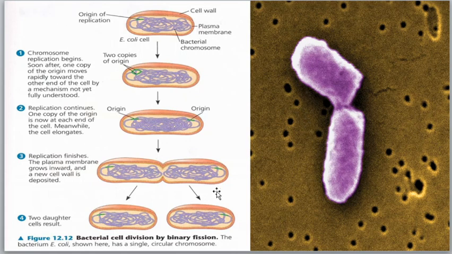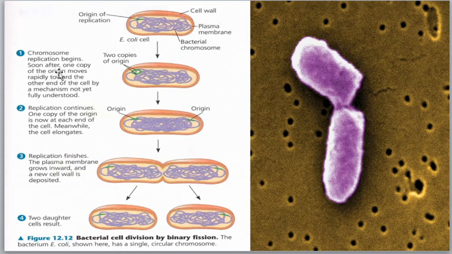Now, these are the steps, okay? You have here your E. coli or Escherichia coli cell. So it contains a cell wall, it also has the plasma membrane, it contains its bacterial chromosome or the nucleoid, and it also has the origin of the replication of the DNA. Now, when it undergoes binary fission, what happens first is the chromosome replication begin. So, it replicates its DNA material.